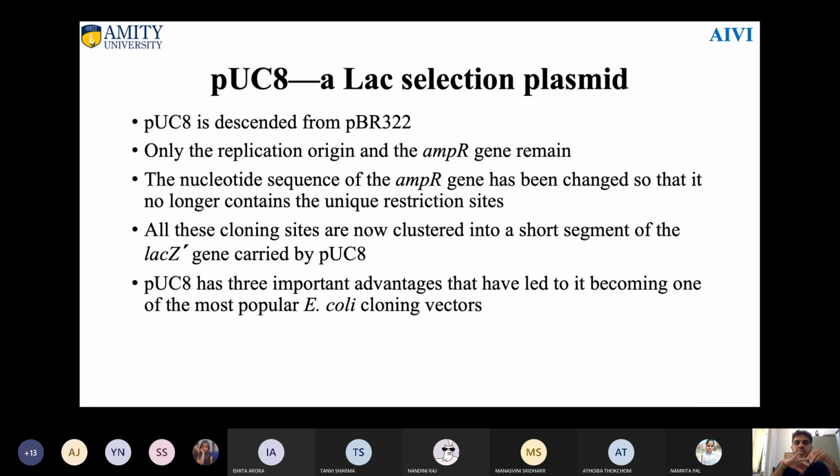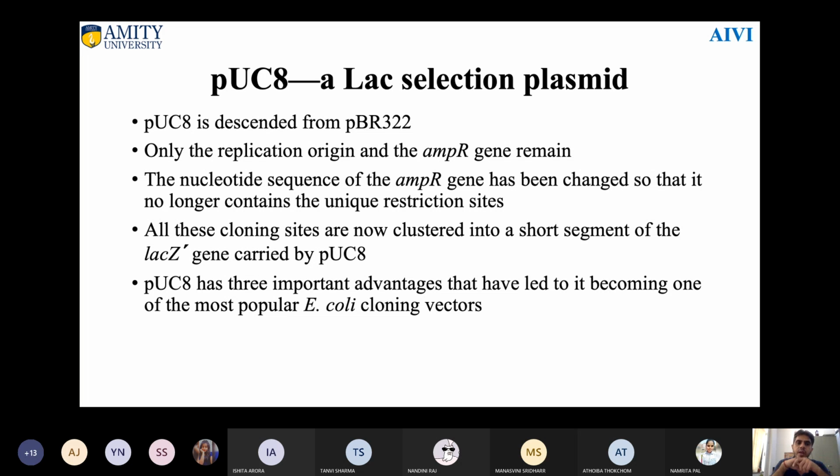Okay, so now the next type of vector is pUC8. What is it going to have? It is a vector that has the property of a lac selection plasmid. Previously we mentioned a method in which we use antibiotics as a selection method, but now here we are not using only antibiotics. We use one more selection.